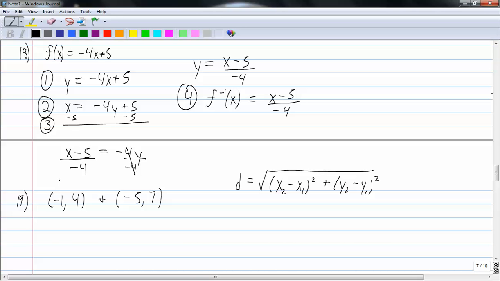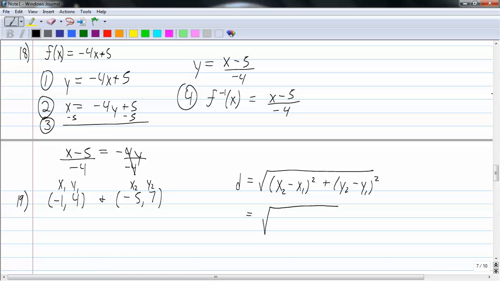Alright, so label all of your points. Label your first set of points x sub 1, y sub 1. Label your second set of points x sub 2, y sub 2. Now plug them in. Be careful if your x sub 1 or your y sub 1 is negative, because the formula does have a negative in front. So if you plug in a negative, then you're going to have minus a negative. Okay? So let's see what our distance is.